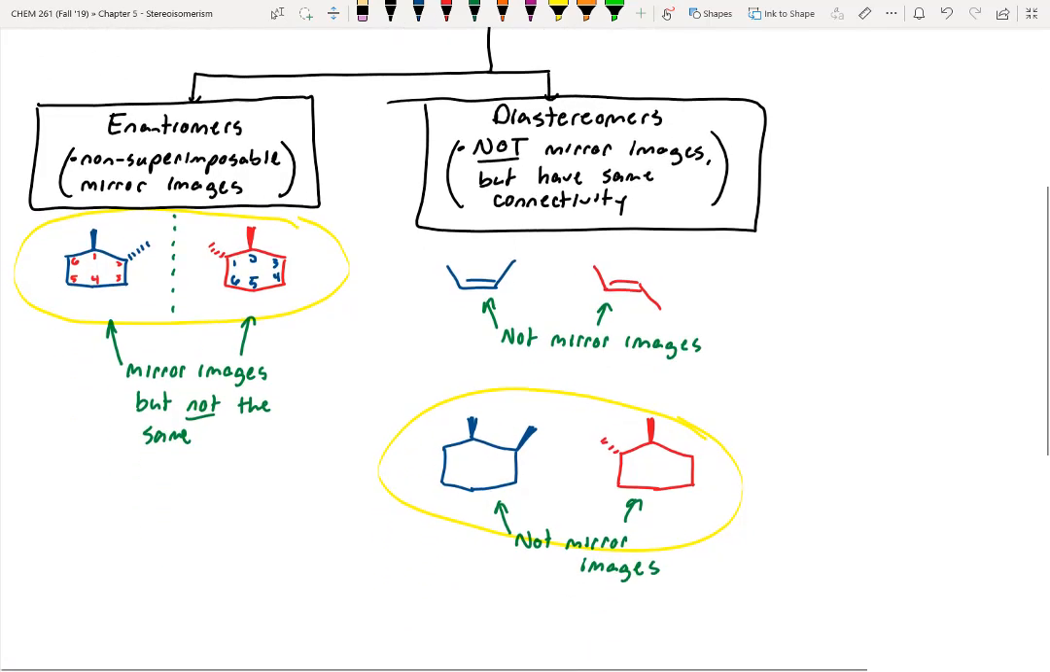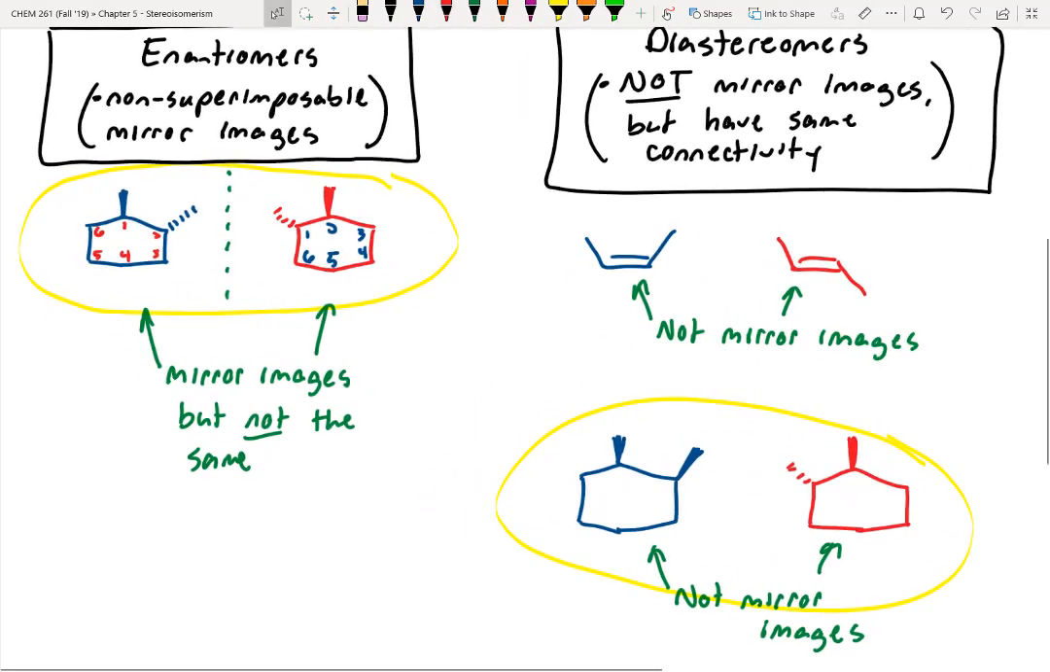Diastereomers, on the other hand, are not mirror images of one another. So not only are they not the same compound, but they're not mirror images on top of that. That makes them diastereomers. I did realize one mistake in my notes from the end of our lecture yesterday, and I didn't put that recording online.